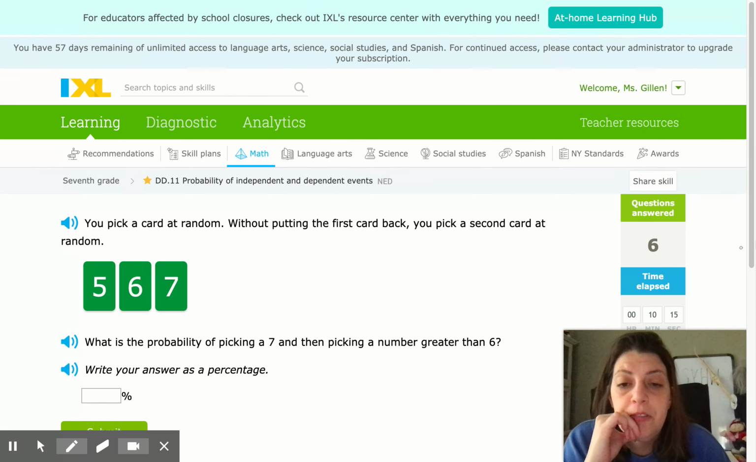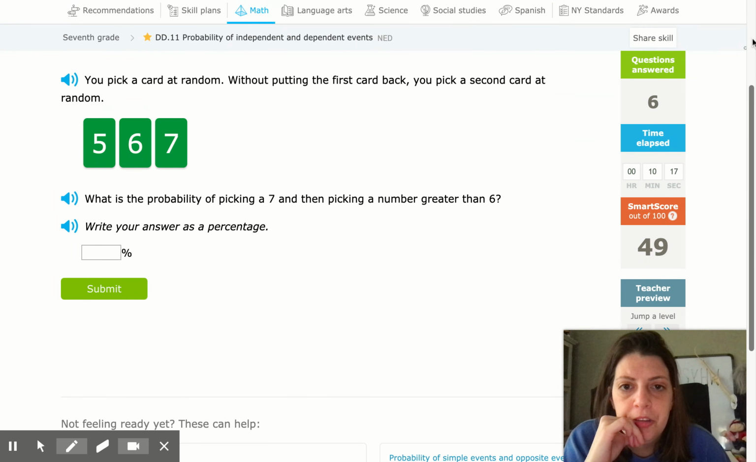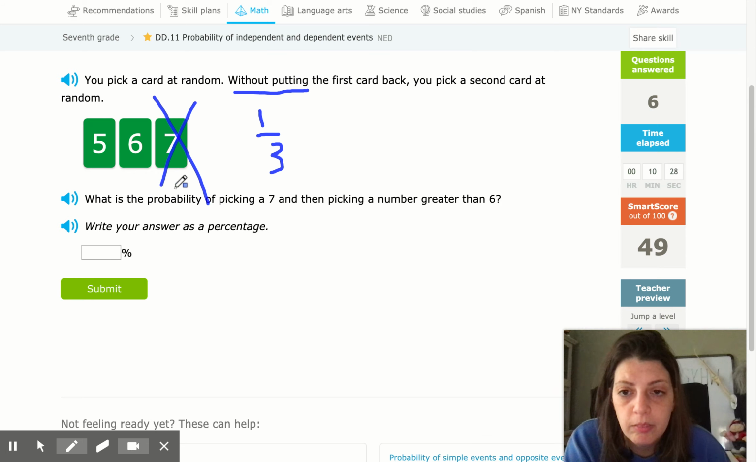You pick a card at random. Without putting the first card back, you pick a second card. So we're not going to put it back. Probability of picking a 7, 1/3, and then picking... so we're not going to put it back though. Be careful. And then picking a number greater than 6.